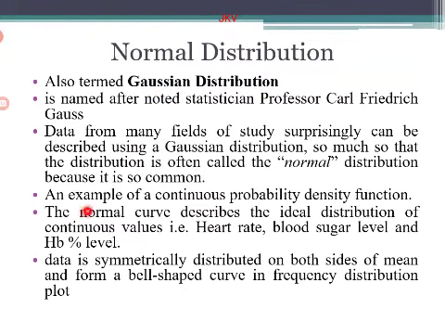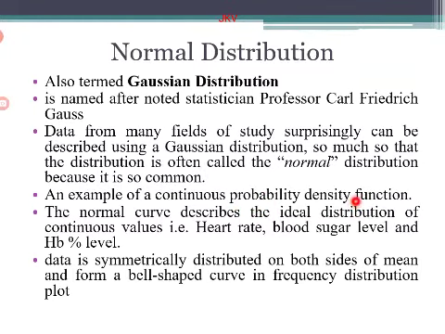Now it is an example of a continuous probability density function, that is, what we studied in the last slide. Probability density function, that is, for a given value what is the density. So normal distribution is an example of a probability density function.